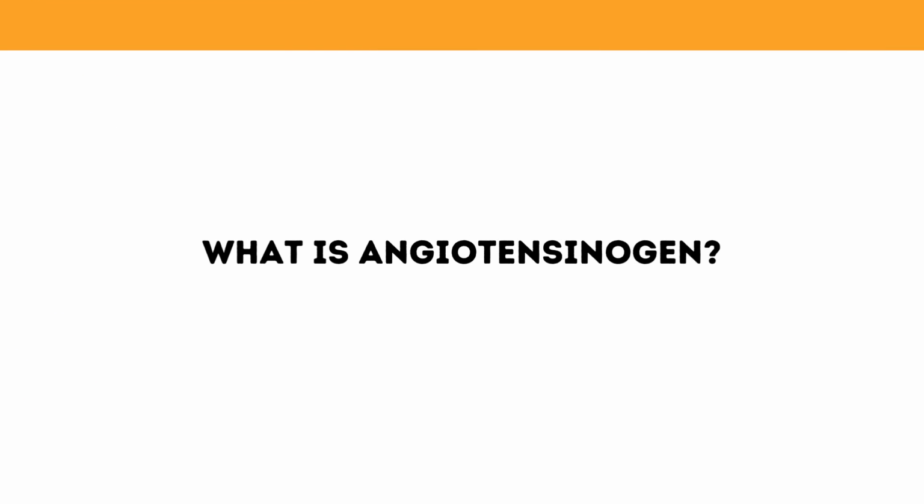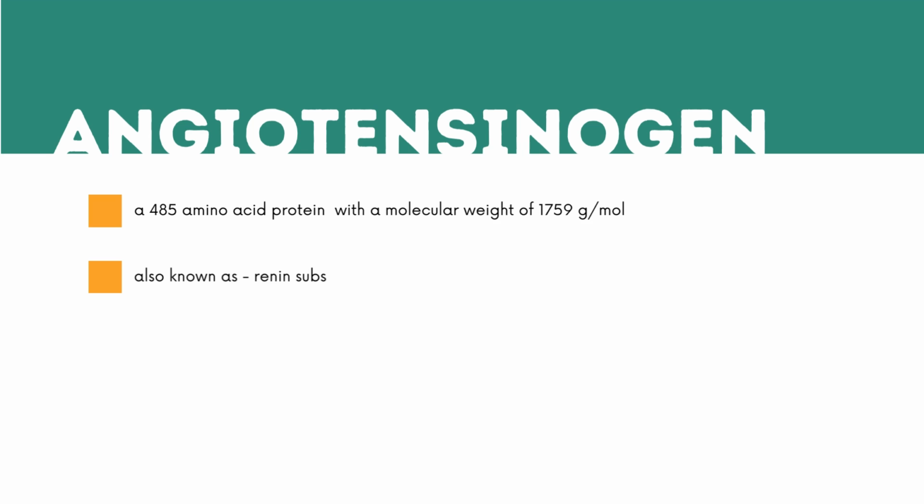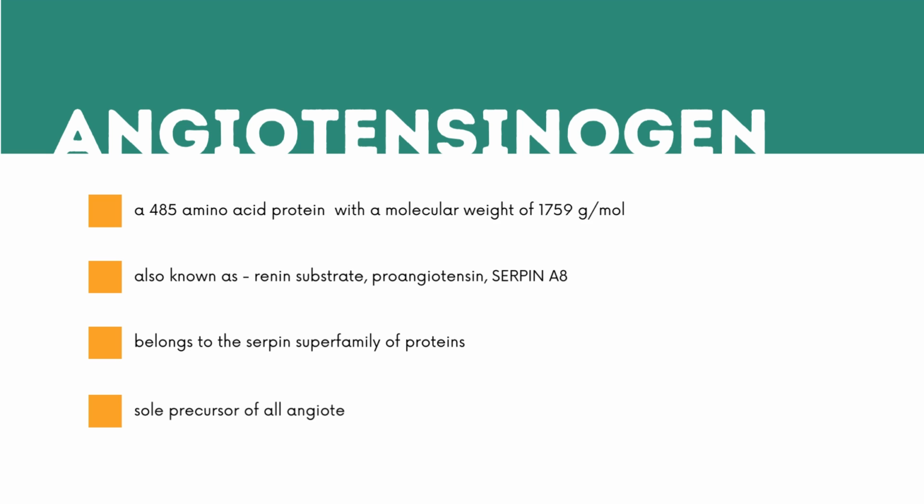What is angiotensinogen? Angiotensinogen is a 485 amino acid protein with a molecular weight of 1,759 grams per mole. It is also known by the names renin substrate, proangiotensinogen, and serpin clade A member 8 or serpin A8. Angiotensinogen belongs to the serpin superfamily of proteins, known for its protease inhibiting effects. It is also the sole precursor of all angiotensin peptides.